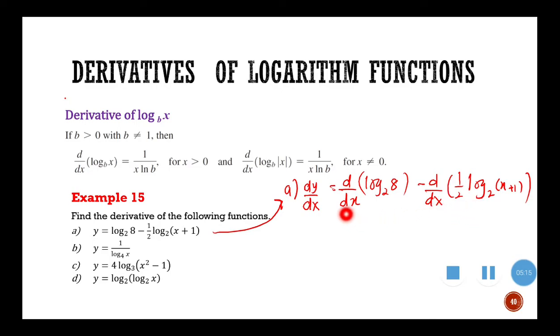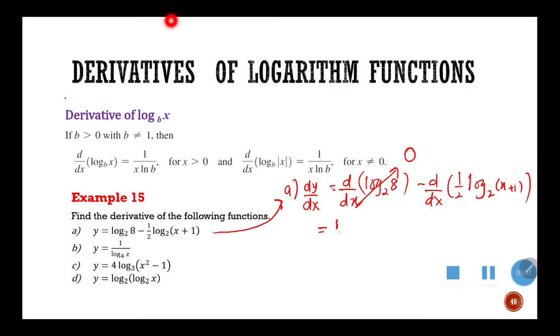If you look here, at the first term, you have to look carefully at the question and check whether the term is a constant or depends on x. If it is a constant, no need to bother differentiating, because of course the derivative of a constant is 0. This is the case. This is a constant, log 8 base 2. If you press the calculator, what do you get? 3, right? Log 8 base 2 is 3. So differentiating 3 is 0. So what we are left with here is minus d/dx of half log of x plus 1 base 2.